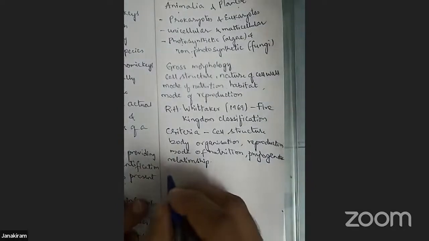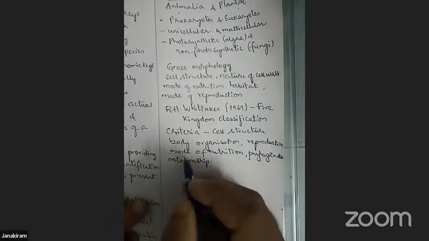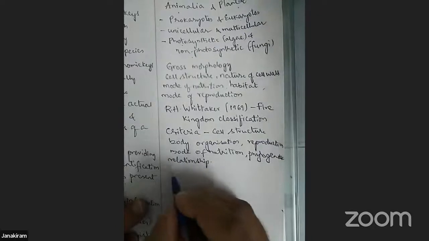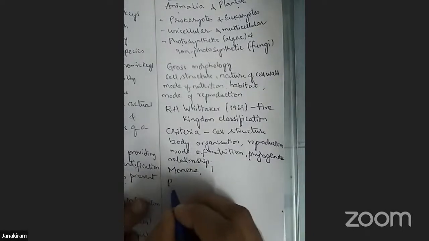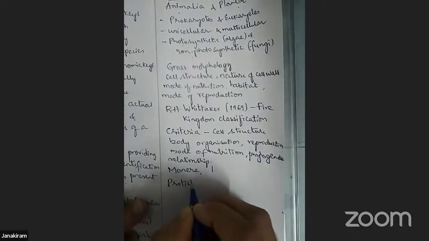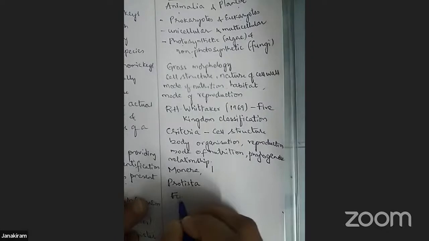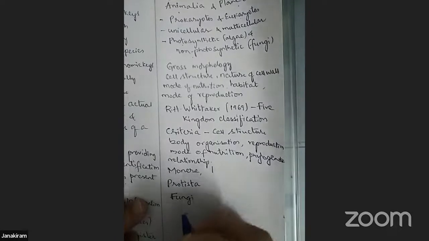Generally, in the NEET examination, they may ask what the criteria are, or which of the following are the criteria followed by R.H. Whittaker in his five kingdom classification. They may ask questions like that, right? So the five kingdoms into which organisms have been categorized are Monera, Protista, Fungi, Plantae, and Animalia.